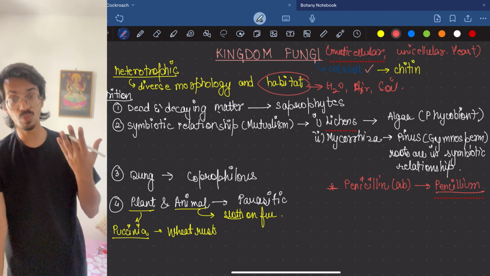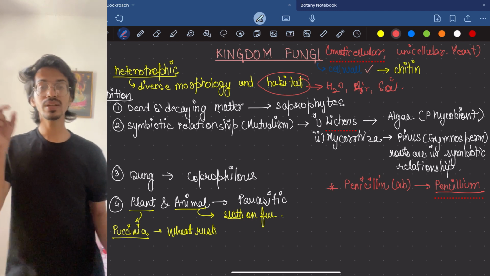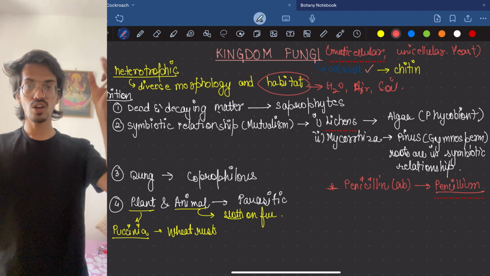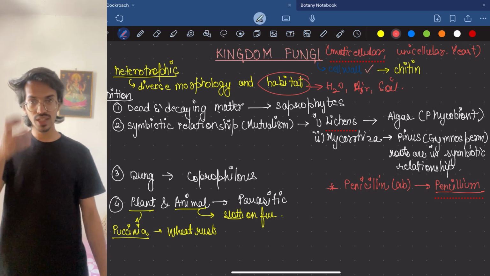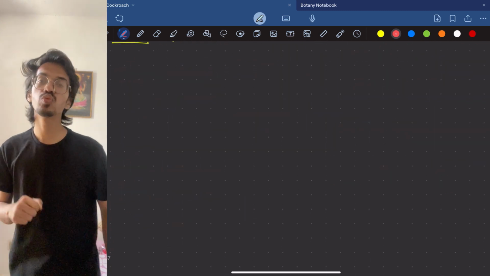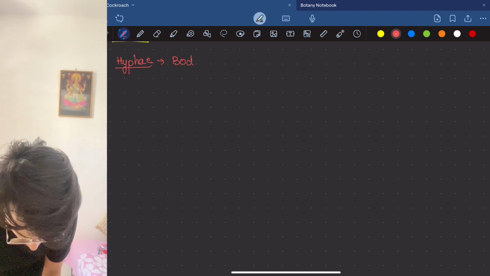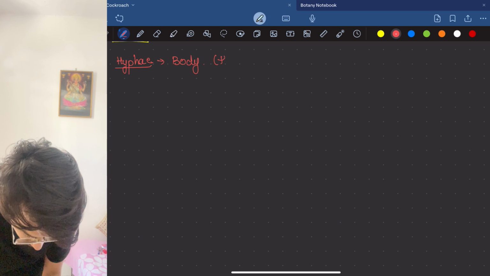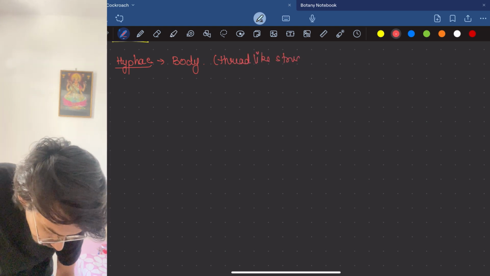But now we see its body. Since it is multicellular, its body is thread-like. So imagine there are a lot of threads. The single thread, the main unit of the body of the organism, is called what? Hyphae. So the basic thing present in their body is called hyphae. It is a thread-like structure.